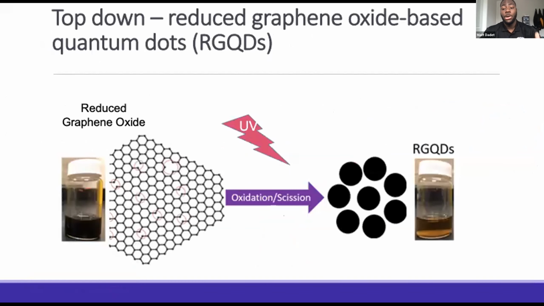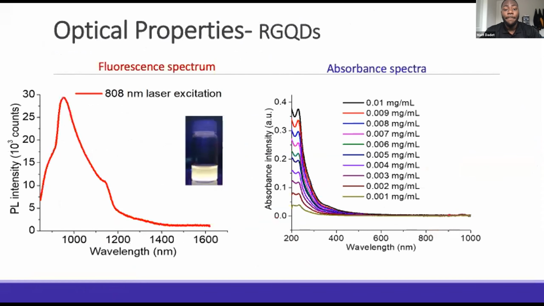Okay, I'm now going to describe the top-down synthesis for RGQDs, which are reduced graphene oxide quantum dots. A mixture of RGO flakes, water, and sodium hypochlorite was subjected to UV light synthesis to obtain RGQDs. Using an 808 nanometer laser excitation, the resulting fluorescence spectrum was obtained on the left, and furthermore, absorption spectra was measured from the solution on the right. Due to the near-infrared fluorescence, these RGQDs are good candidates for our future cell studies.